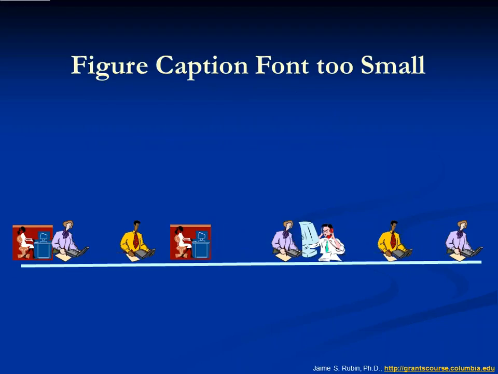And then there are these grants where the reviewer really couldn't make out what was going on in the figures, just because the figure captions were so small, and they really couldn't understand what was going on, so they lost the point of these great figures. So those applications are gone.